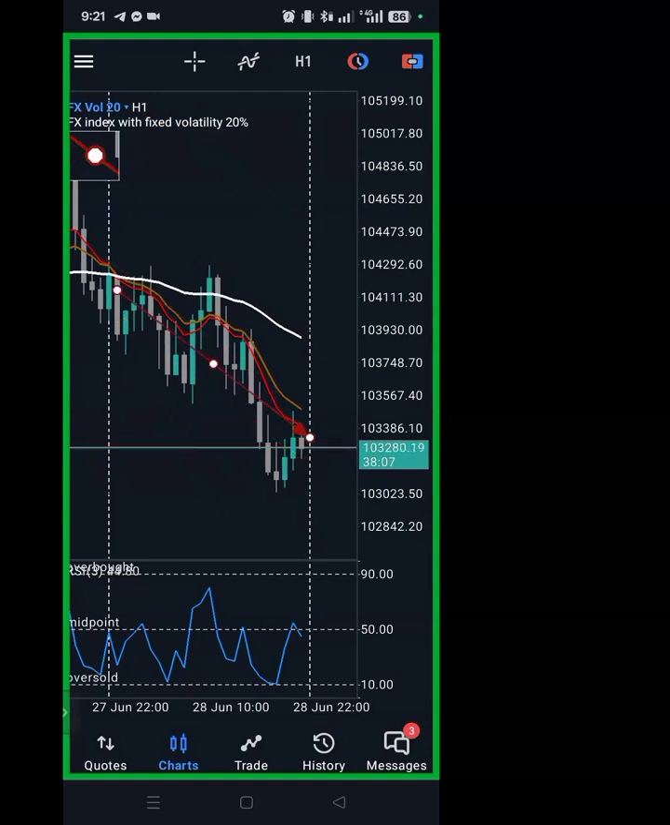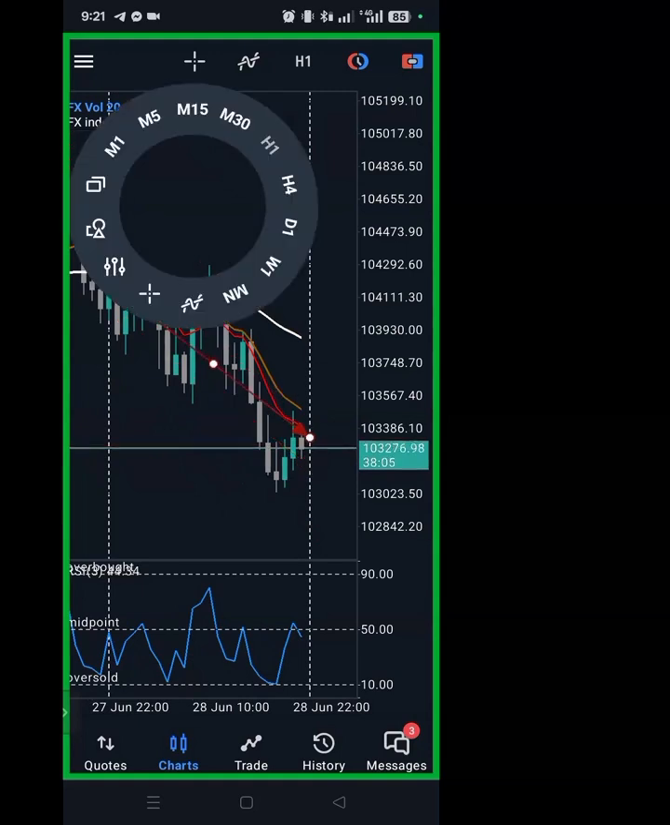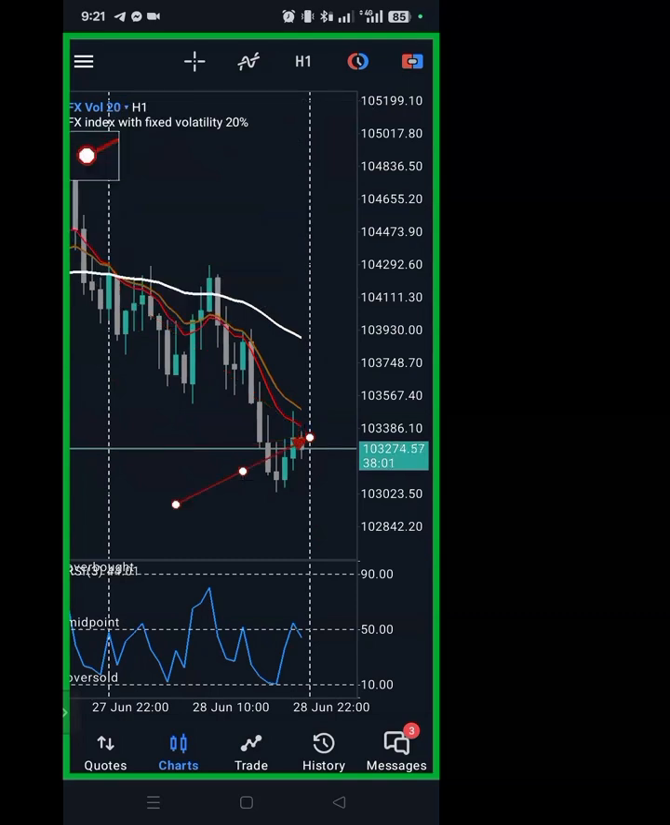You can see 1 hour is highlighted here. In case you don't, there's another place to know what time frame I'm using. It's at the top here. You can see 1 hour showing here, right? So that tells you the time frame I'm using.